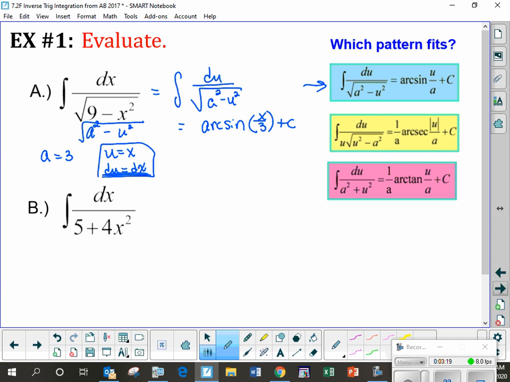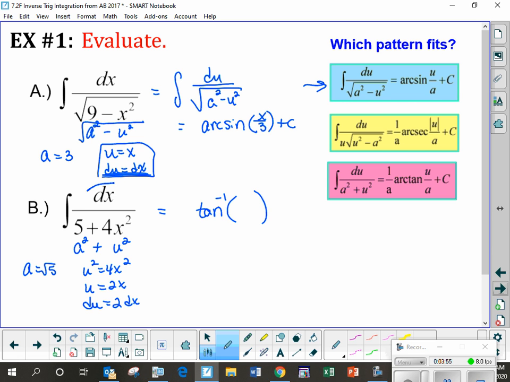They really don't get too rough with these on the AP exam. If you can recognize patterns, you're going to be doing great. Okay, I recognize a pattern. I have an a squared plus u squared, and that's going to be an arctan, isn't it? That's going to be tan inverse or arctan if you wish to write it that way. Now, my a would be square root 5. My u squared is 4x squared. Let's take the square root. We're at 2x. And then du equals 2dx.